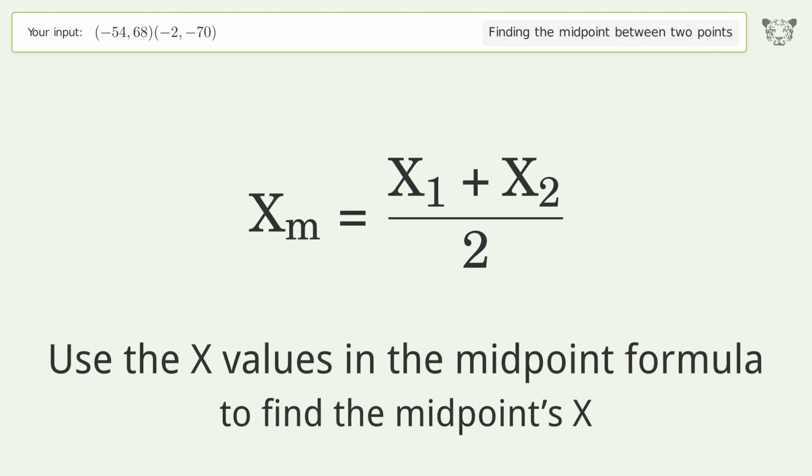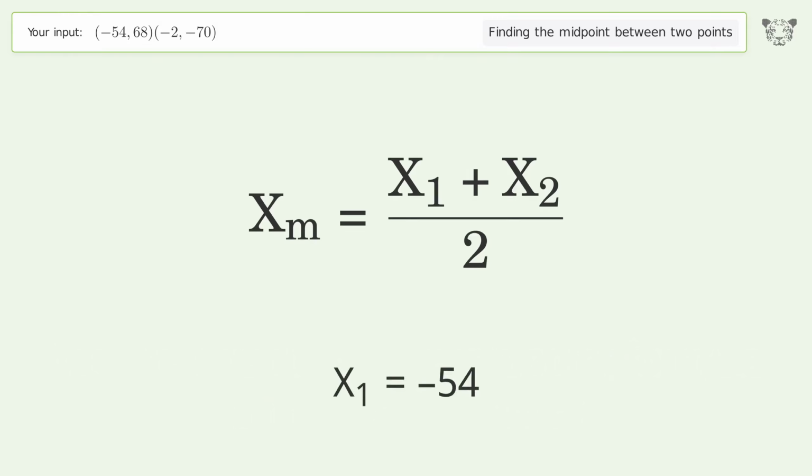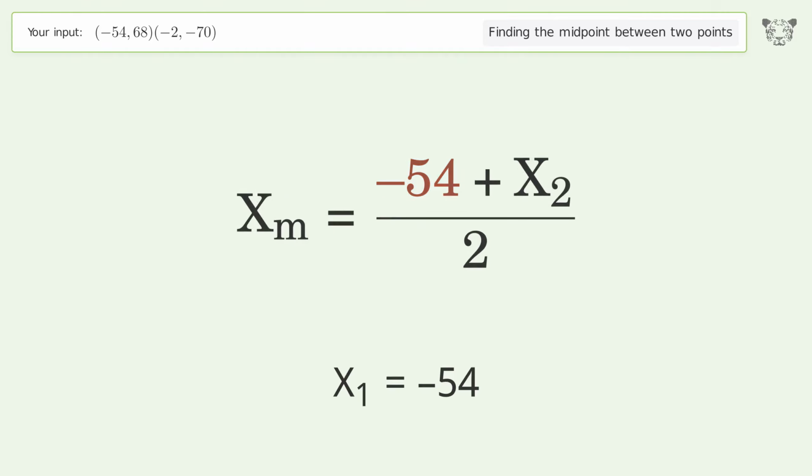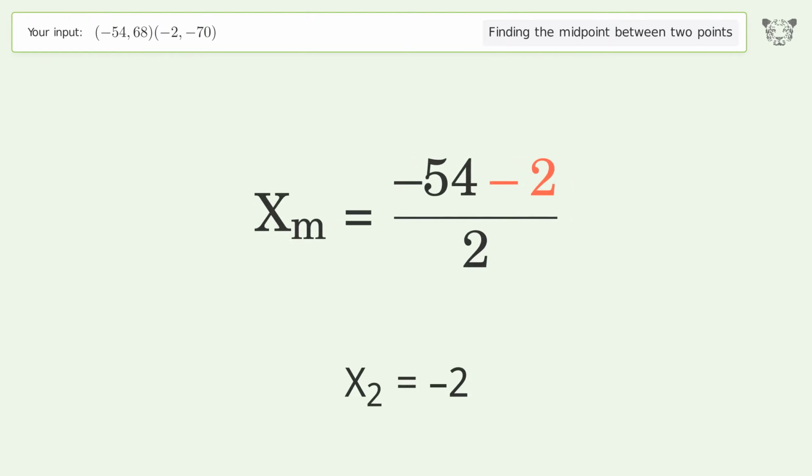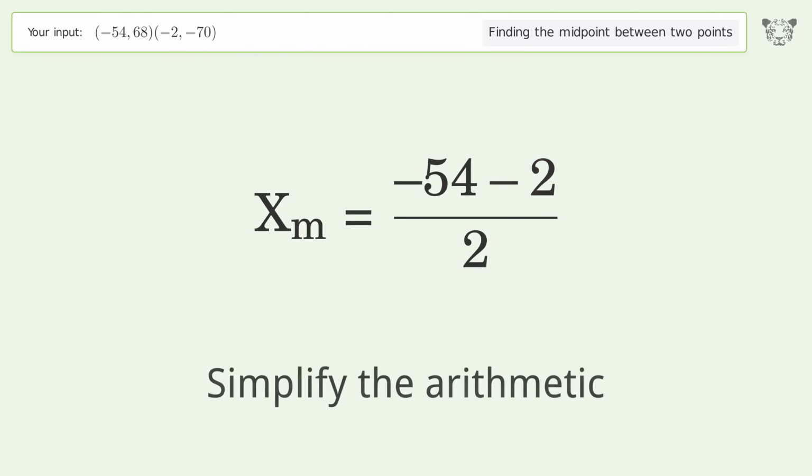Use the x values in the midpoint formula to find the midpoints. x1 equals -54, x2 equals -2. Simplify the arithmetic.